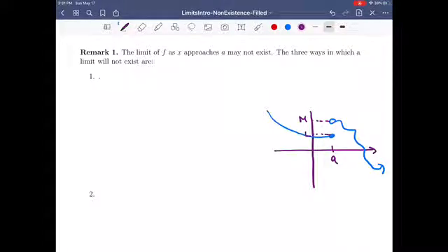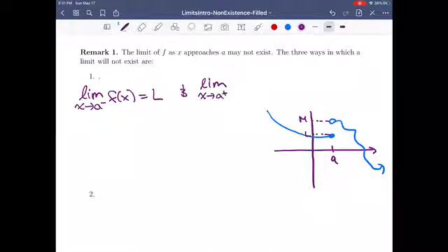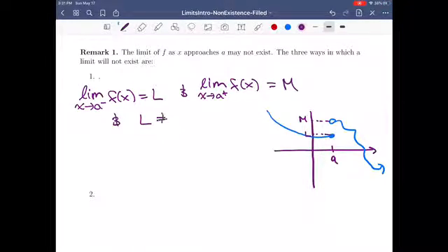Let me write that a little bit more explicitly. The limit as x approaches A from the left of f of x is going to be L. And the limit as we approach from the right is going to some number M. And L is not the same as M. So the right and left limits here are different, but they both exist, but they're different numbers.